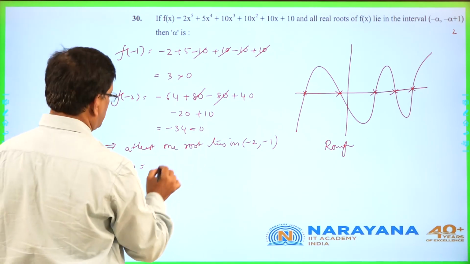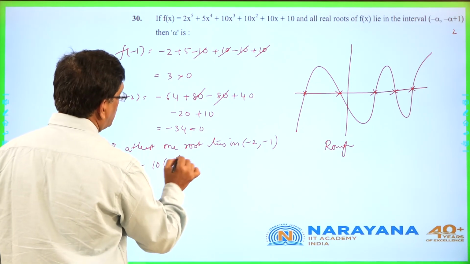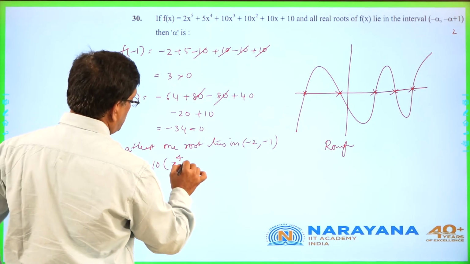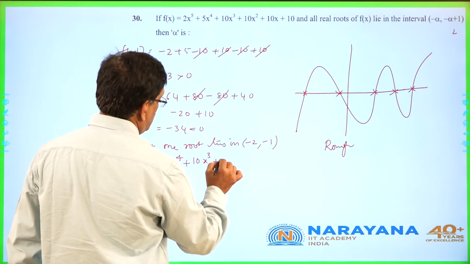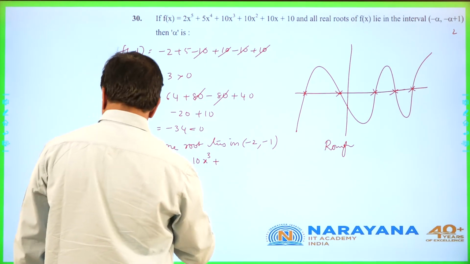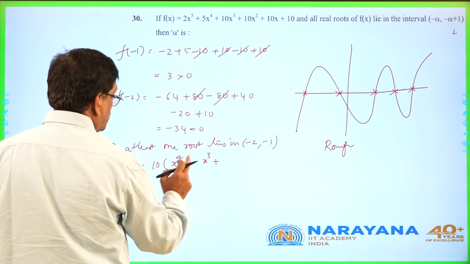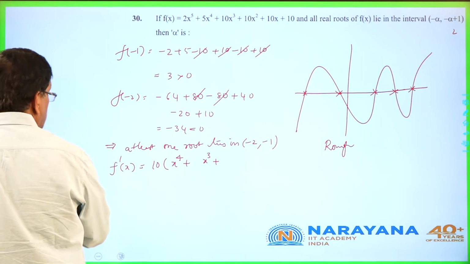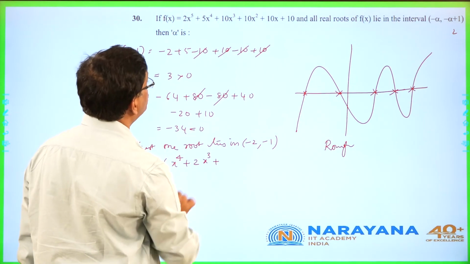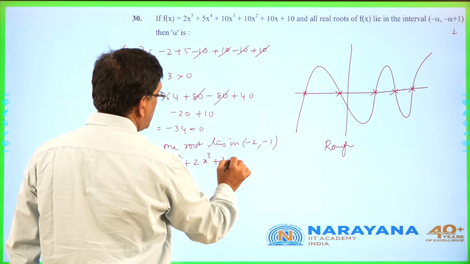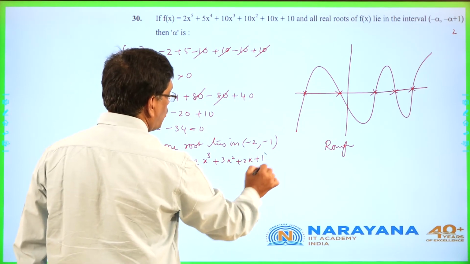5, 10, everywhere 10 we are getting. I am taking 10 common. 10 x power 4 plus 20, you mean 10 x cube. 30, I have taken 10 common. Sorry, this is not 10. It is 10 already I have taken common. When you go for differentiation, it is 20, 2x cube. It is 30, 3x square. It is 20, 2x. It is 10, 1.